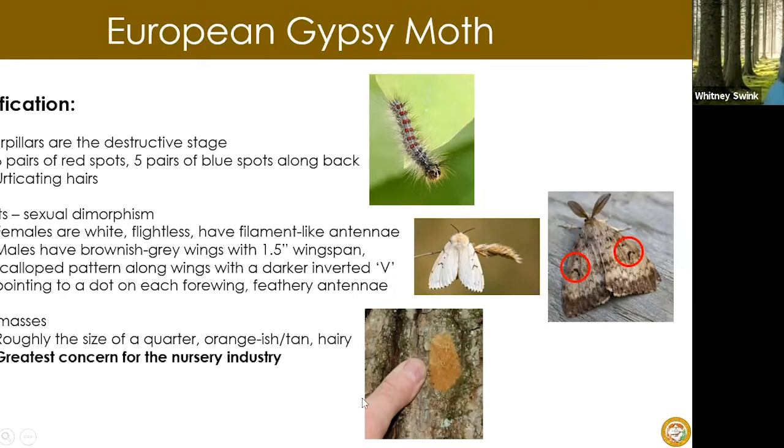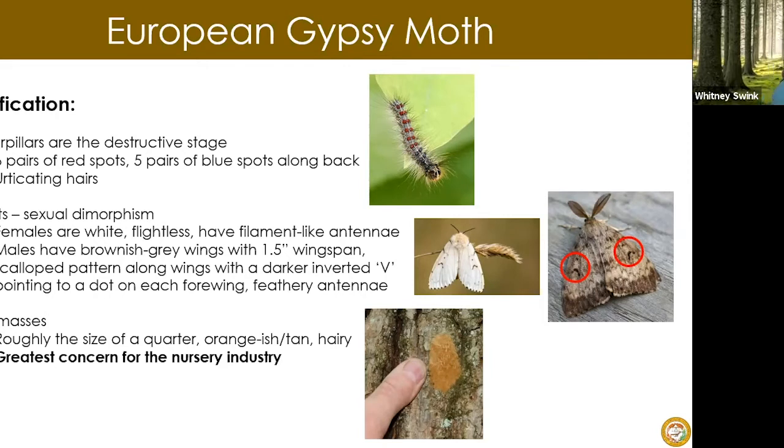But the reason I note this for the nursery industry is because of the egg masses. This is the biggest concern for spread of gypsy moth. So here in North Carolina, we only have small populations and we do treat every year. But if you're bringing in material from northern states with known reproducing populations of gypsy moth, there's some regulations in place, but the main thing is you just want to make sure you look for egg masses when you bring stuff into your nursery or your area.